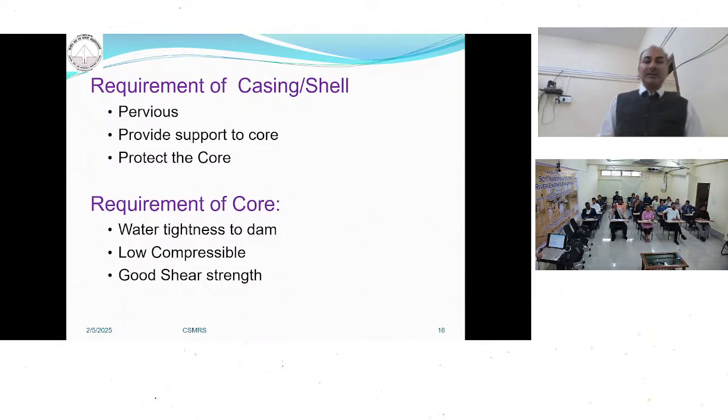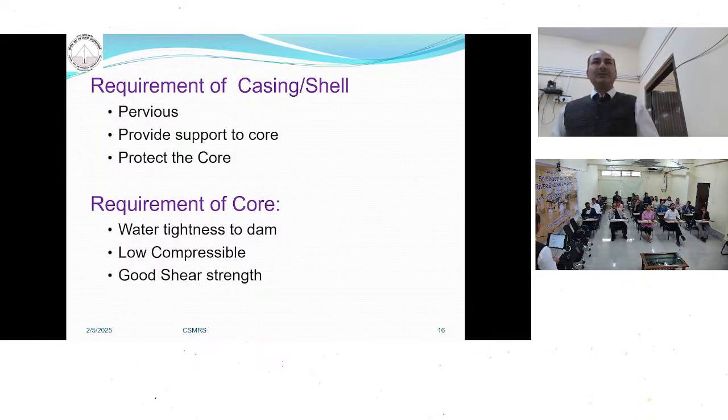And if we talk about the core, these are the requirements of the core. It provides water tightness. Why are we building a dam? To store the water. If our core is not impervious, what will happen? All the water will pass through it. The casing is pervious, so then how do we store the water? So our core should be impervious.